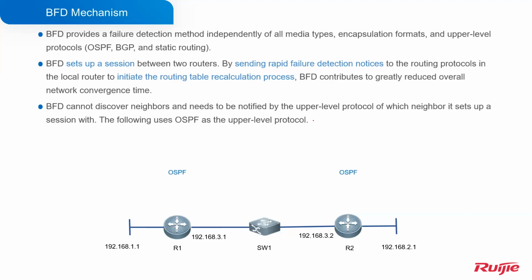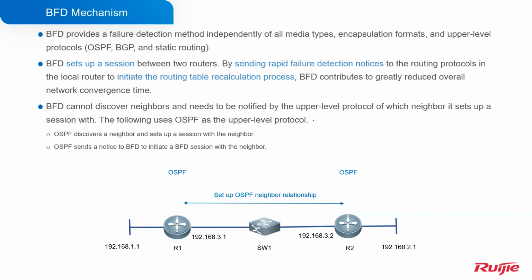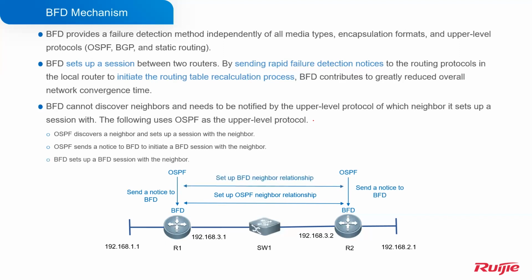On R1, R2, we are running OSPF, and after enabling OSPF, these two routers will set up an OSPF neighbor relationship. And after setting up the OSPF neighbor relationship, OSPF will send a notice to BFD. You can see both R1, R2, OSPF will send a notice to BFD to ask BFD to initiate a session with the neighbor. And after receiving it, BFD will set up a BFD session with the neighbor. So until now, we have already set up the BFD neighbor relationship between R1, R2, and they will exchange some packets or messages to maintain the BFD neighbor relationship between them, right?